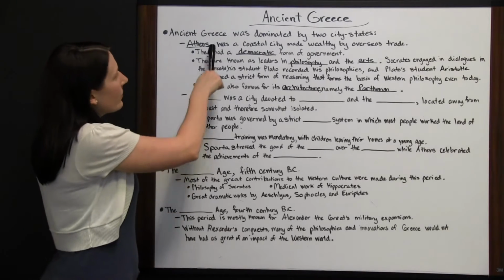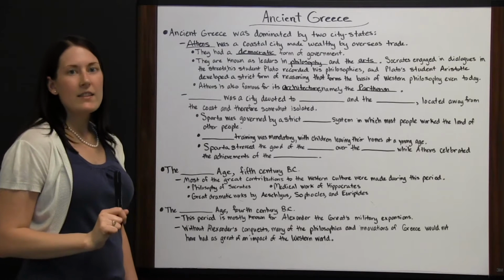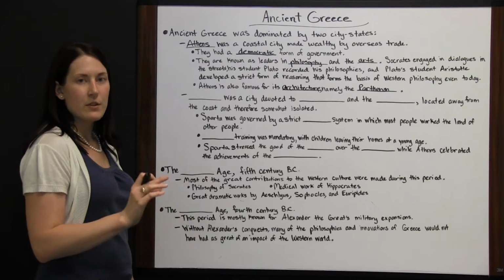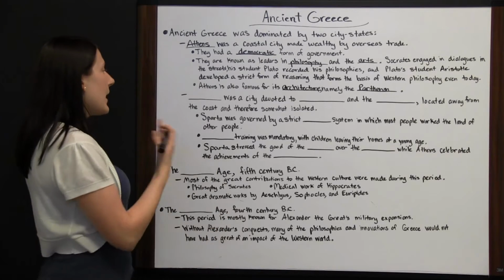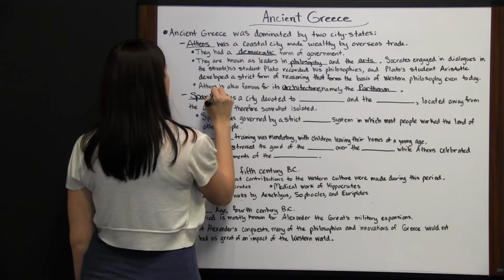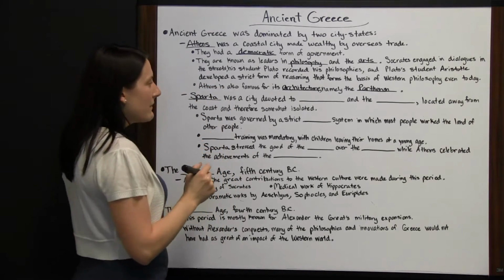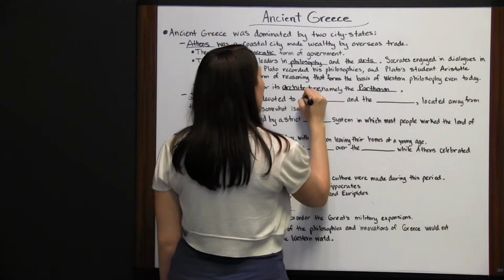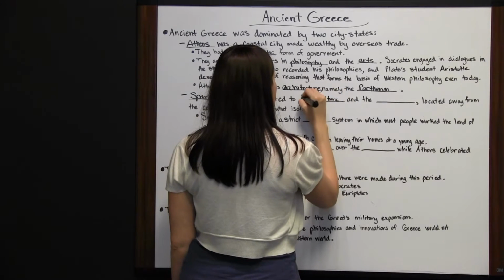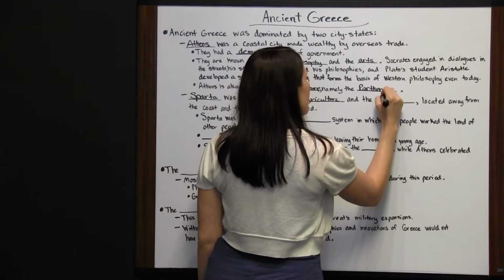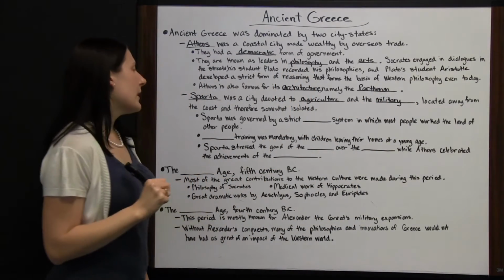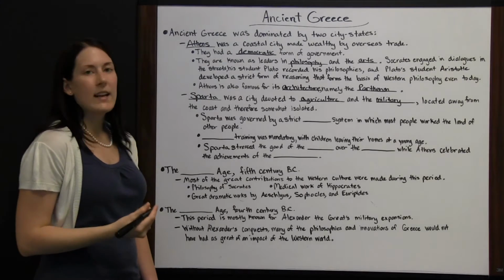Now, this is one of the two city-states. Athens is one of the two city-states that was important in Greece, that dominated Greece, one of the two main city-states. The other one was Sparta. Sparta was a city devoted to agriculture and the military, located away from the coast and therefore somewhat isolated.